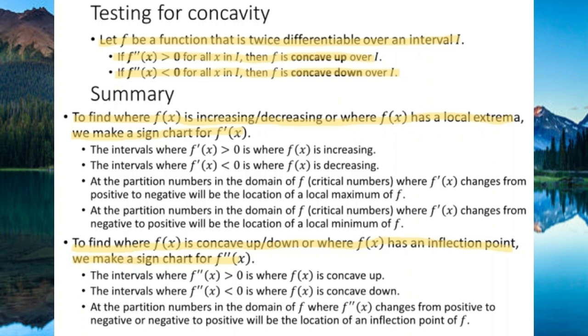As for the inflection points, any partition numbers of f double prime of x that are in the domain of f, where the sign of our second derivative either changes from positive to negative or negative to positive, will be the location of an inflection point of f. We do not classify inflection points based on the sign changing from positive to negative or negative to positive.